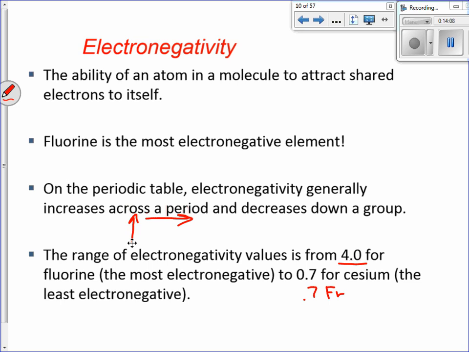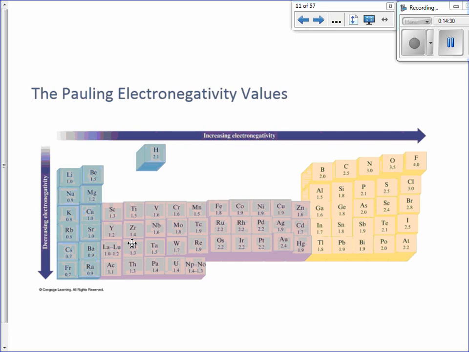Now, you do need to be able to remember how to calculate the electronegativity difference, okay? Figuring out those differences will also let you know the type of bonds that you're going to get. So, let's take a look here. You have one on the back of your notes, and I'm sorry that the fluorine part is really dark, but you could put a 4.0 above the fluorine, so that you remember that that one's the most electronegative one on the table.